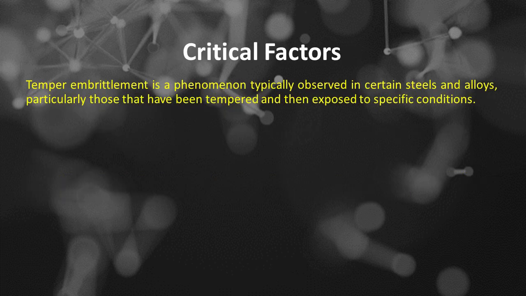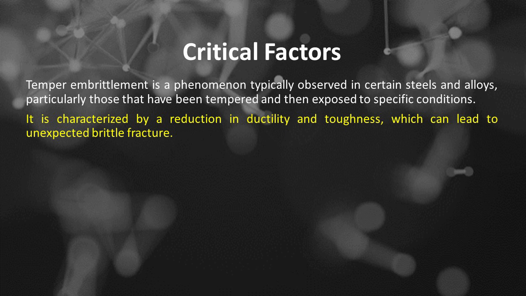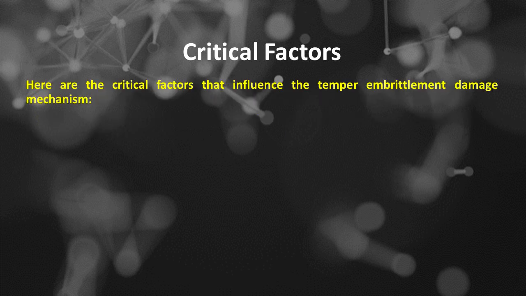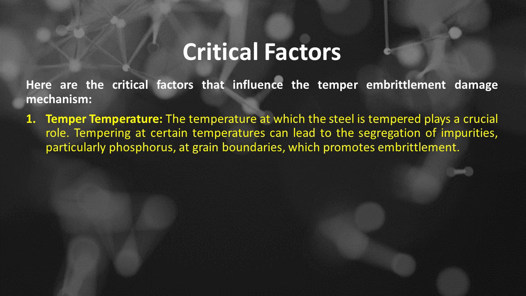Temper embrittlement is a phenomenon typically observed in certain steels and alloys, particularly those that have been tempered and then exposed to specific conditions. It is characterized by a reduction in ductility and toughness, which can lead to unexpected brittle fracture. Here are the critical factors that influence the temper embrittlement damage mechanism. Number 1 is temperature. The temperature at which the steel is tempered plays a crucial role.